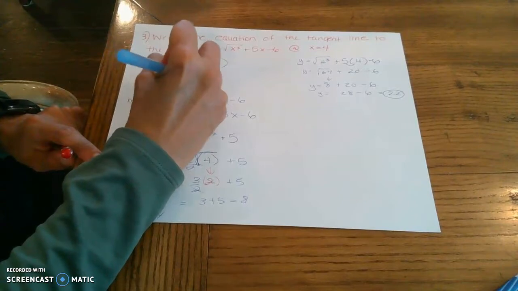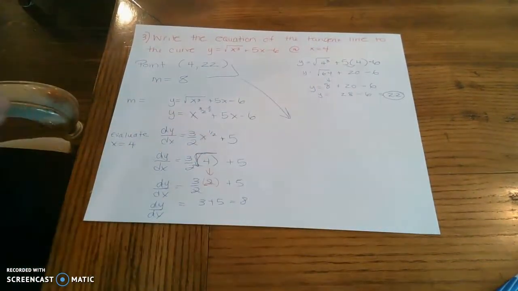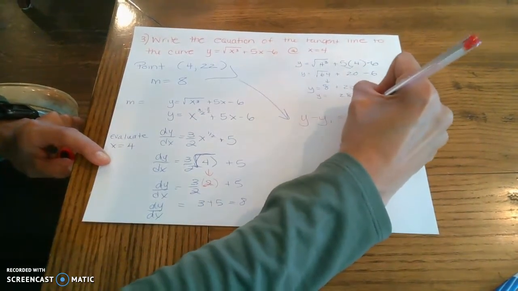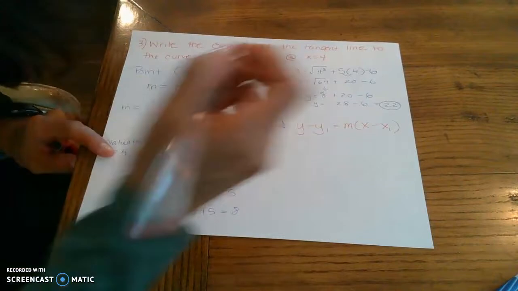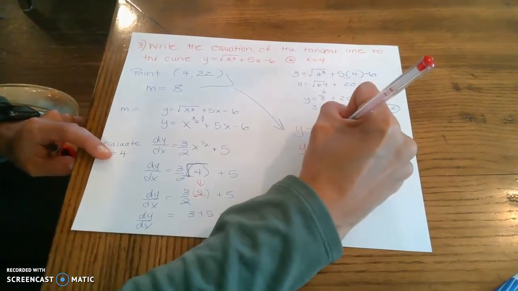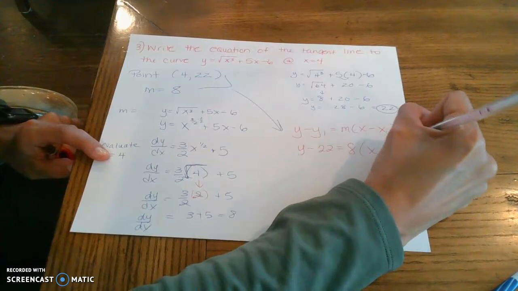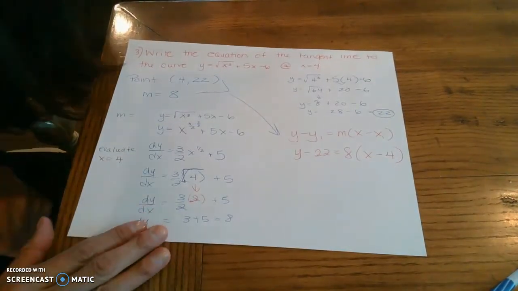So now, once I know that my slope is 8, I just go ahead and plug into my point slope formula. And when I plug that in, it becomes y minus 22 is equal to 8 times x minus 4. Okay, perfect. We got one last one to do, and I think we are okay on time.